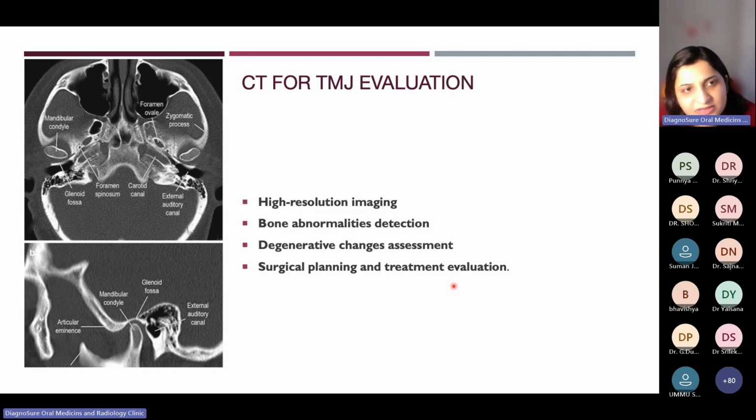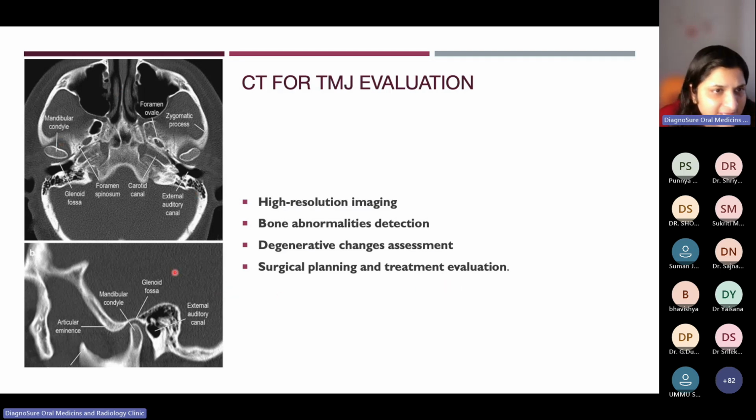So CT is best for bony structures. If we want to evaluate soft tissue changes of the TMJ, MRI is the gold standard. So depending upon whether we suspect soft tissue pathology or hard tissue, bony pathology in the TMJ, we decide whether to go for CT or MRI.